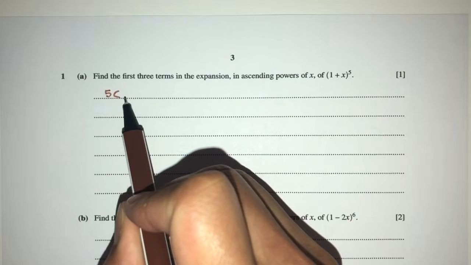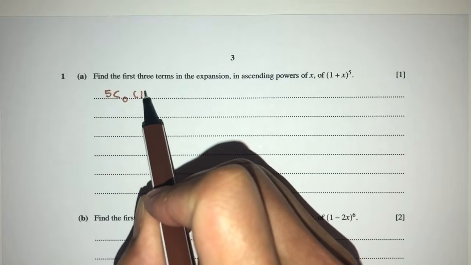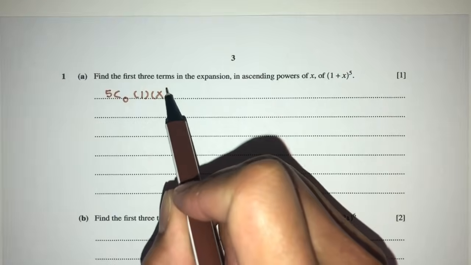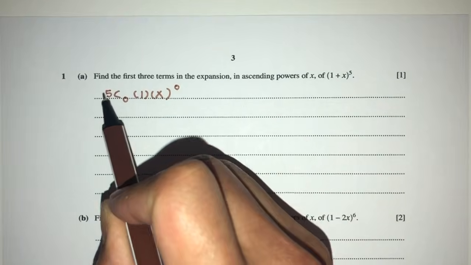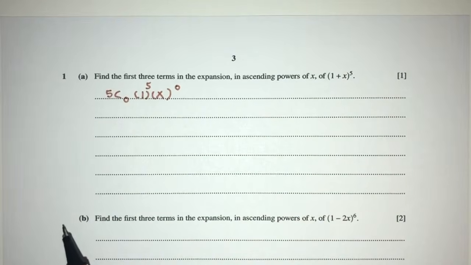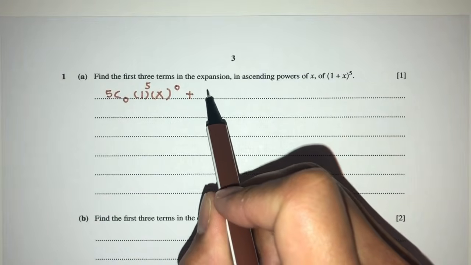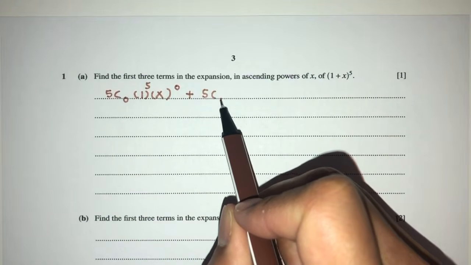The first three terms will be: the first term is 5 choose 0. Here we have 1, and here we have x. And this is 0, this will be 0. 5 minus 0 is 5. That's the first term. Now continue: 5 choose 1, because after 0 we have 1, right?